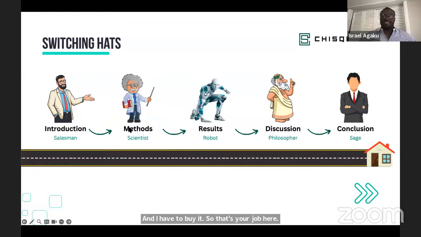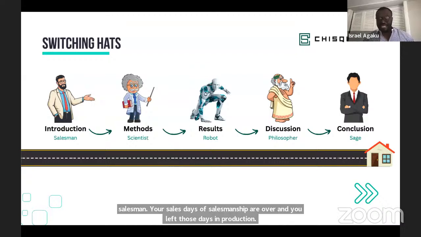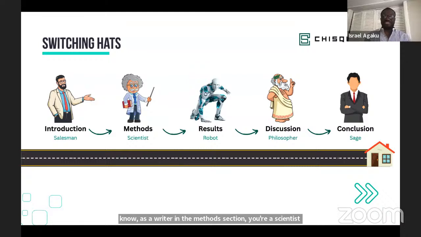We'll move to the methods. Now you are no longer a salesman. Your days of salesmanship are over. You left those days in the introduction. As a writer in the methods section, you're a scientist. Now you have to be precise. Think of Isaac Newton or any great scientist. Think of how they would carefully and precisely do things in the laboratory, right? That's what you want to do here in the methods.